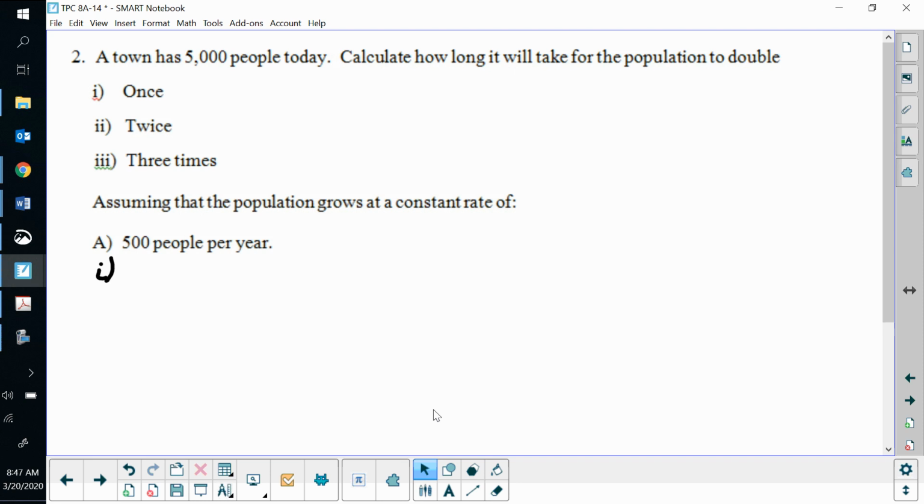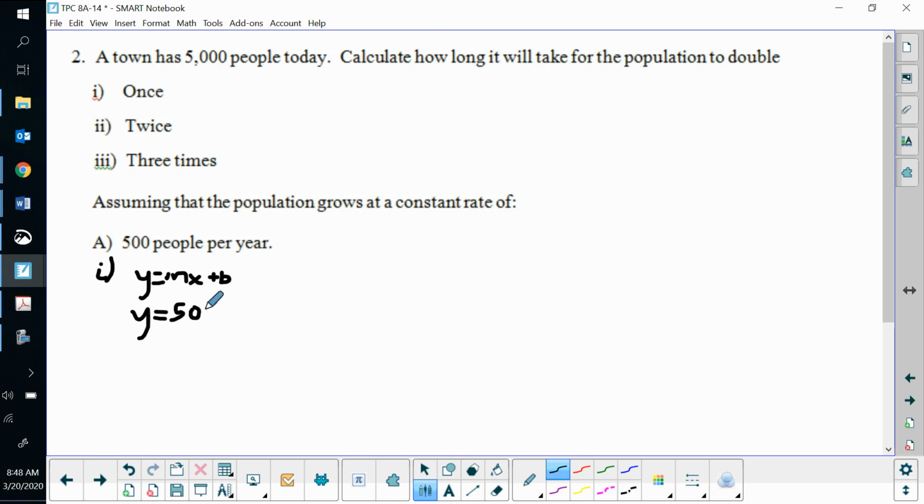Hopefully you visualized a line, so we want to think of a linear function. So we're going to be working with y equals mx plus b. So our m is what we're changing by each time. So for us, that's the 500 people per year. And your b is what you're starting with. Well, they told us up here it was starting with 5,000 people. So we'll be doing plus 5,000.